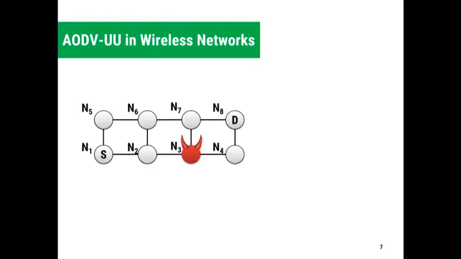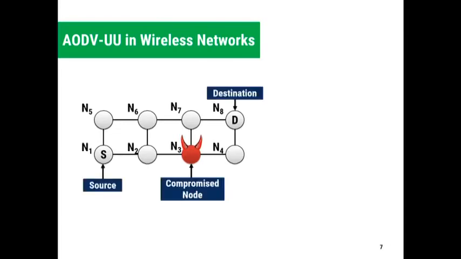So let's consider we have a network of 8 such nodes. Each of them is running this AODV UU implementation. We have the source and the destination, and we also have a compromised node in the network. Now, to transfer data from the source to the destination, the source needs to have a route to the destination.